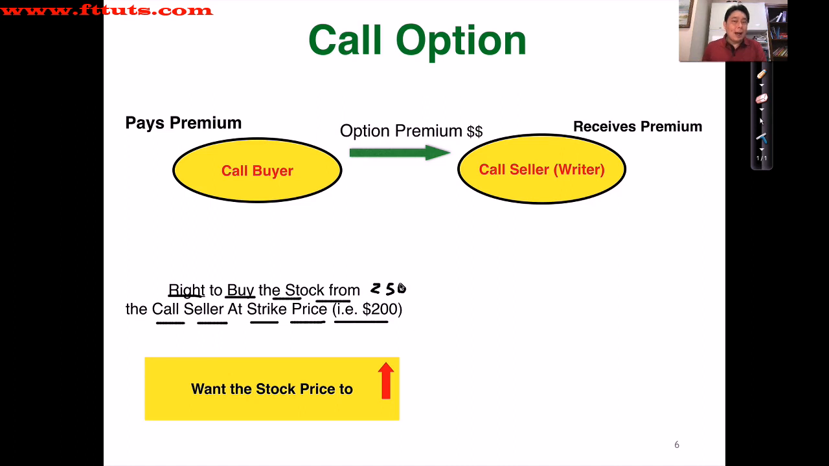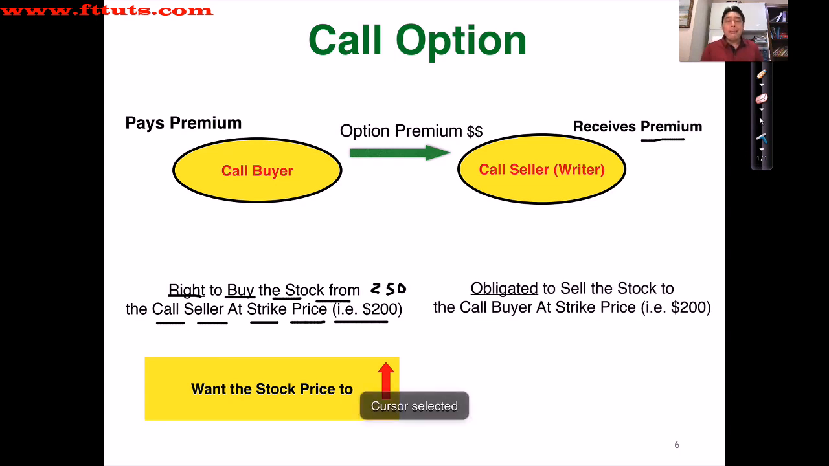So for the call seller, how do they profit? Well, they sold the call to you, the call buyer, and they collect the premium. So for the call seller, their maximum profit they can make is the premium they receive. But by receiving this premium, the call seller is now obligated. They are obligated to sell the shares to the call buyer at the pre-agreed price, which is $200. So no matter where the share price goes, the call seller has to sell the shares at $200.